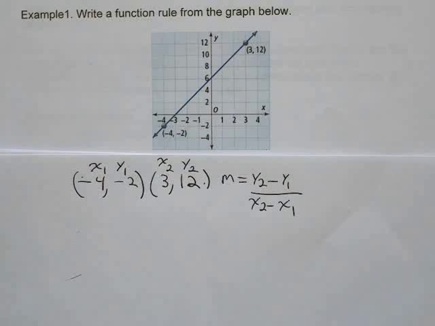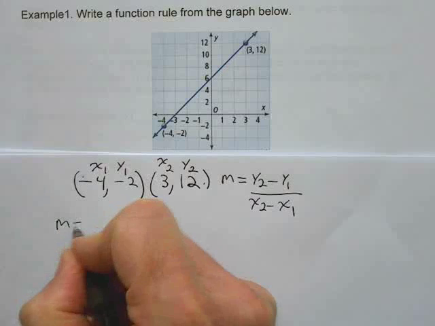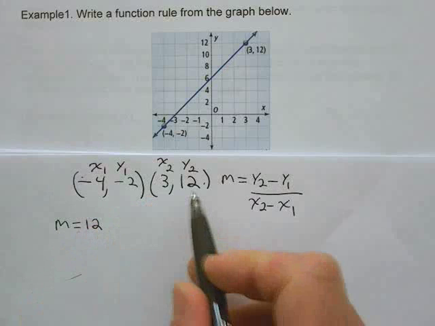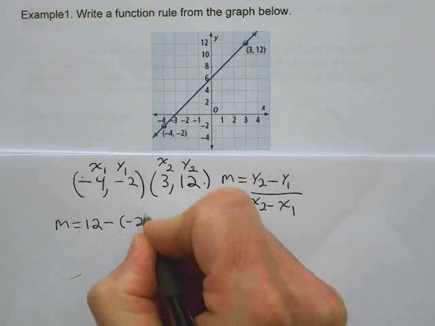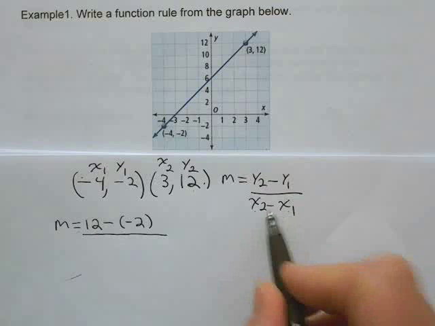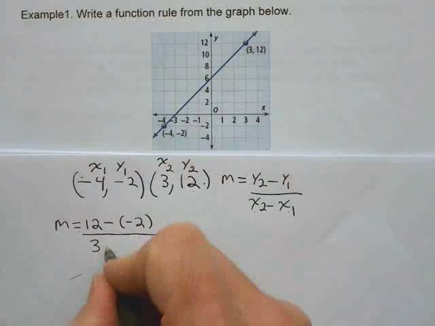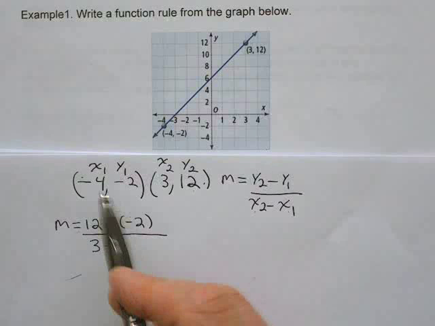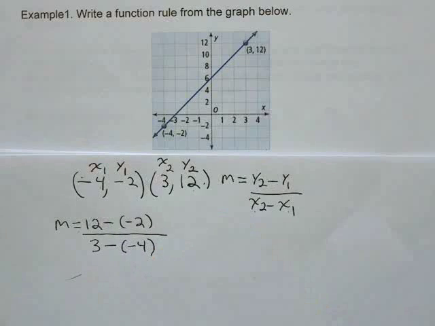In other words, I've labeled this y2, so this is going to be my first number. I'm going to have 12, and my y1 was -2, so 12 minus -2, and I'm going to divide that. As you can see here, my x2 is 3, and that's going to be 3 minus, and what's my x1 point? It is -4. And notice that I am moving slowly and carefully and using parentheses, making sure my negatives are in parentheses.